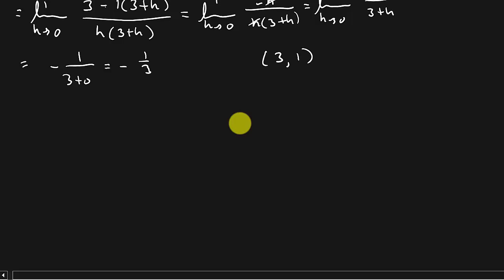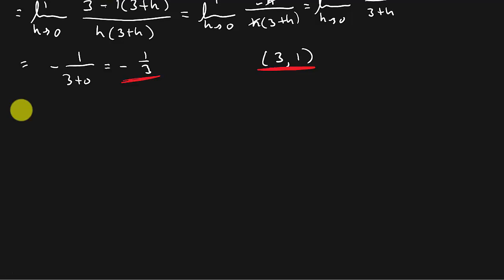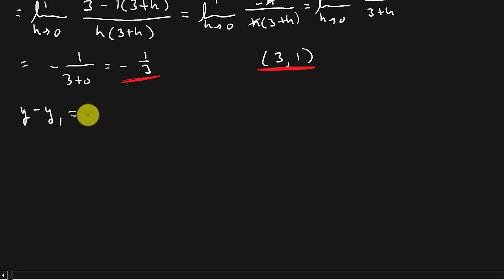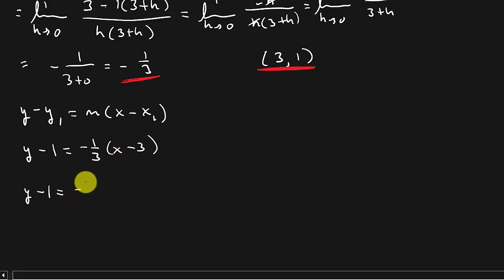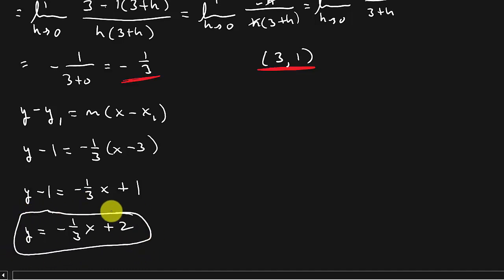So now I have what? I have my slope and I have my point on the line. Now I can find the equation of the tangent line. So this is going to be y minus 1 equals negative 1/3 times x minus 3. So y minus 1 is negative 1/3 x plus 1. And so y equals negative 1/3 x plus 2. And there is the equation of your tangent line.